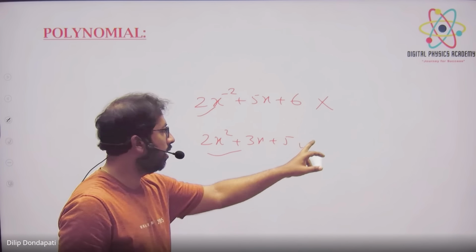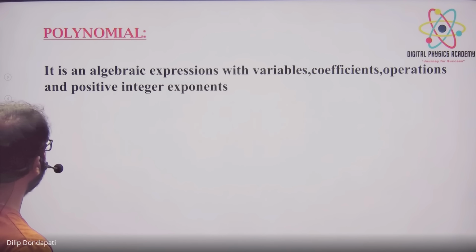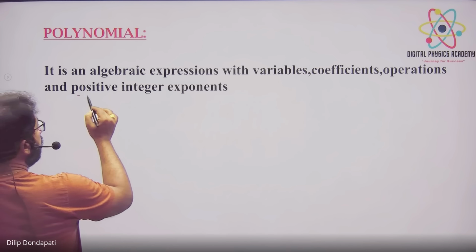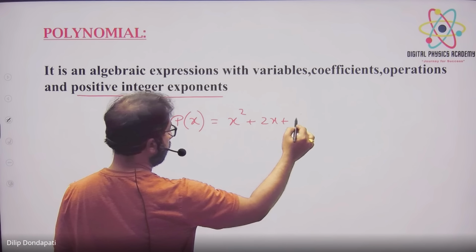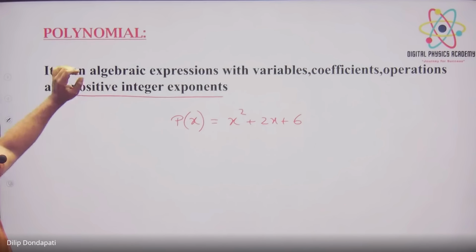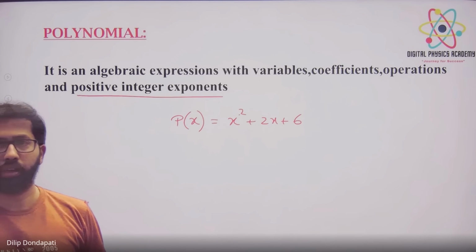Write down. It is an algebraic expression with variables, coefficients, and operations, and positive integer exponents. That is important. Then only we can call it a polynomial. For example, we represent a polynomial as p of x, with only one variable. So p of x is equal to x square plus 2x plus 6. It is a polynomial. Why? Because all degrees are positive integers.